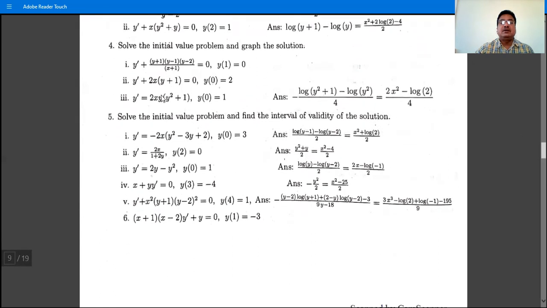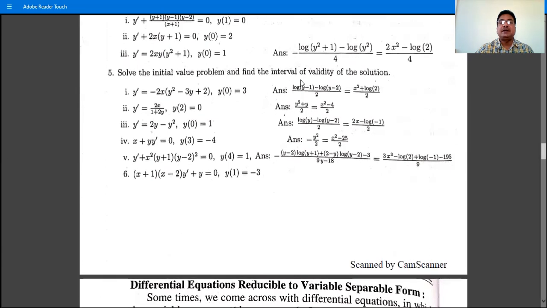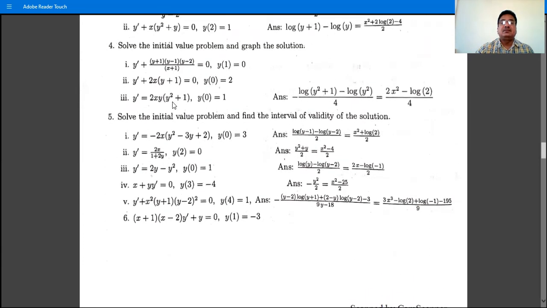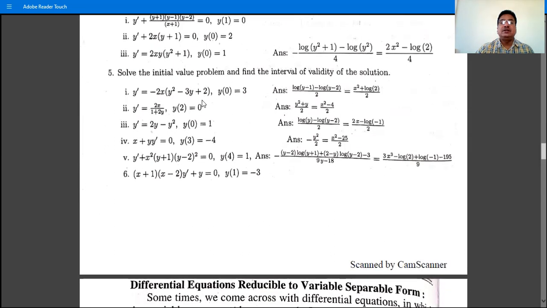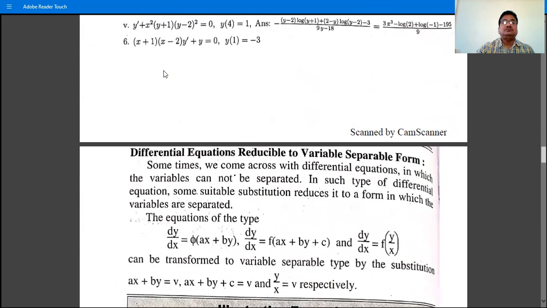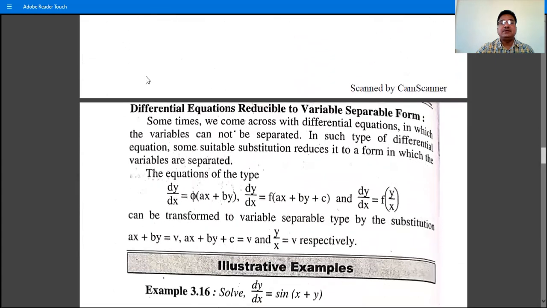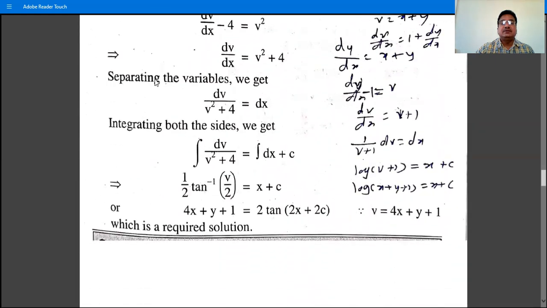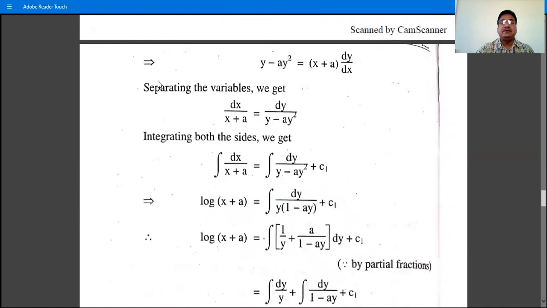So here y into (y square plus 1), again by using partial fractions. So solve all these problems. Y square minus 3y plus 2, then again by using partial fractions. So solve all these examples. Some more examples on variable separable.